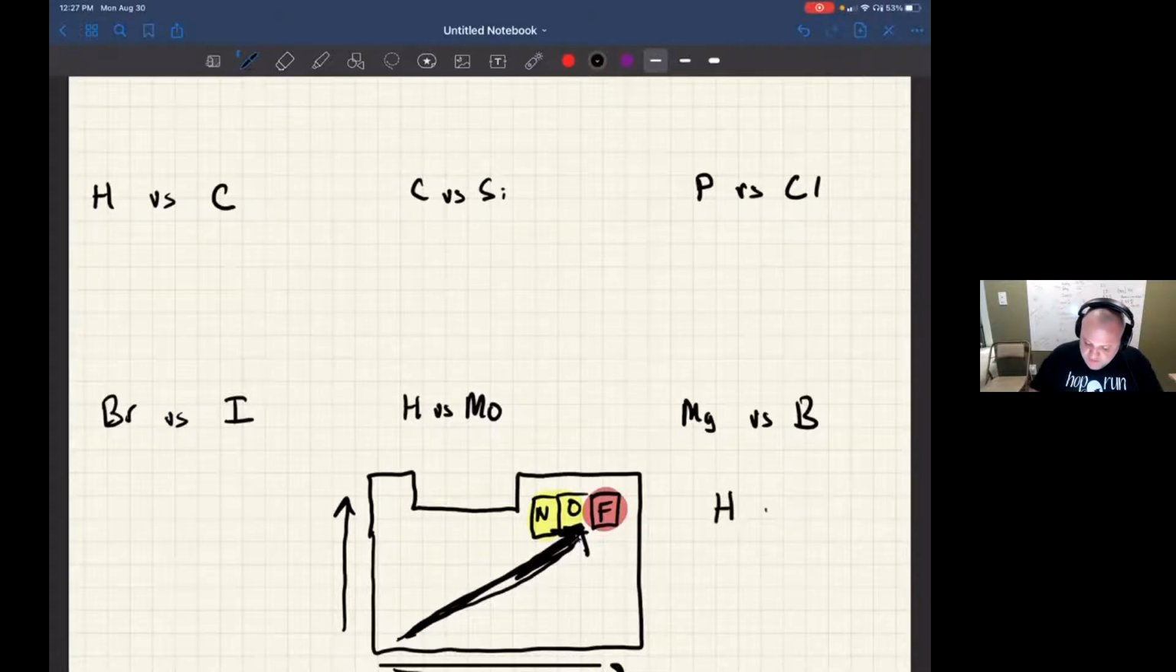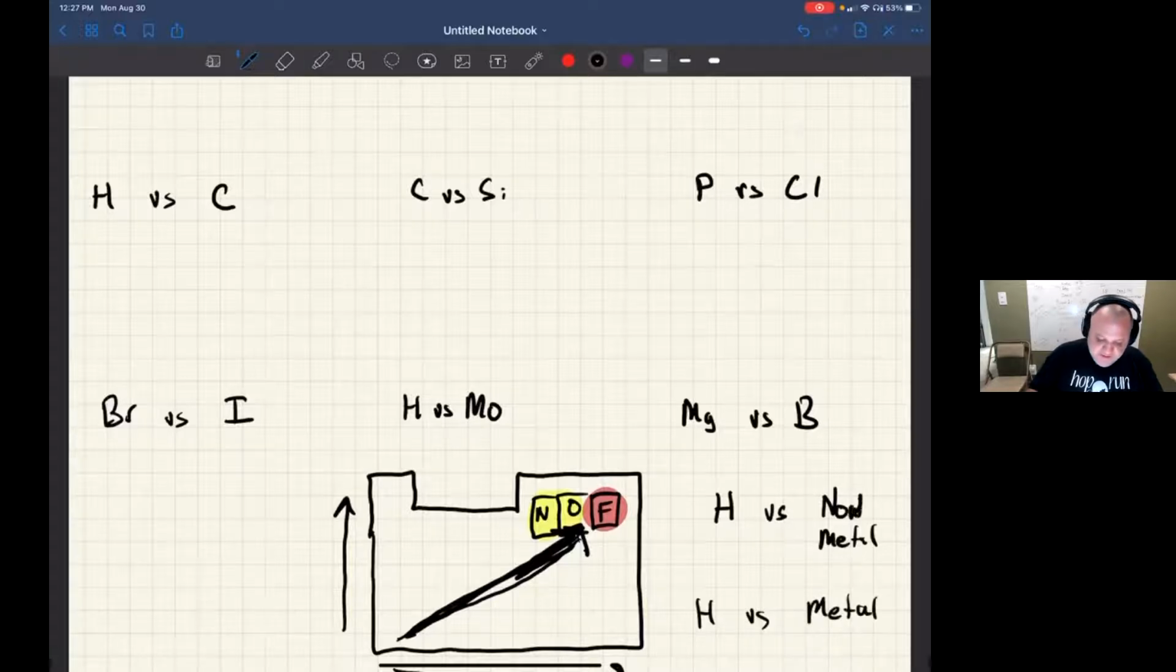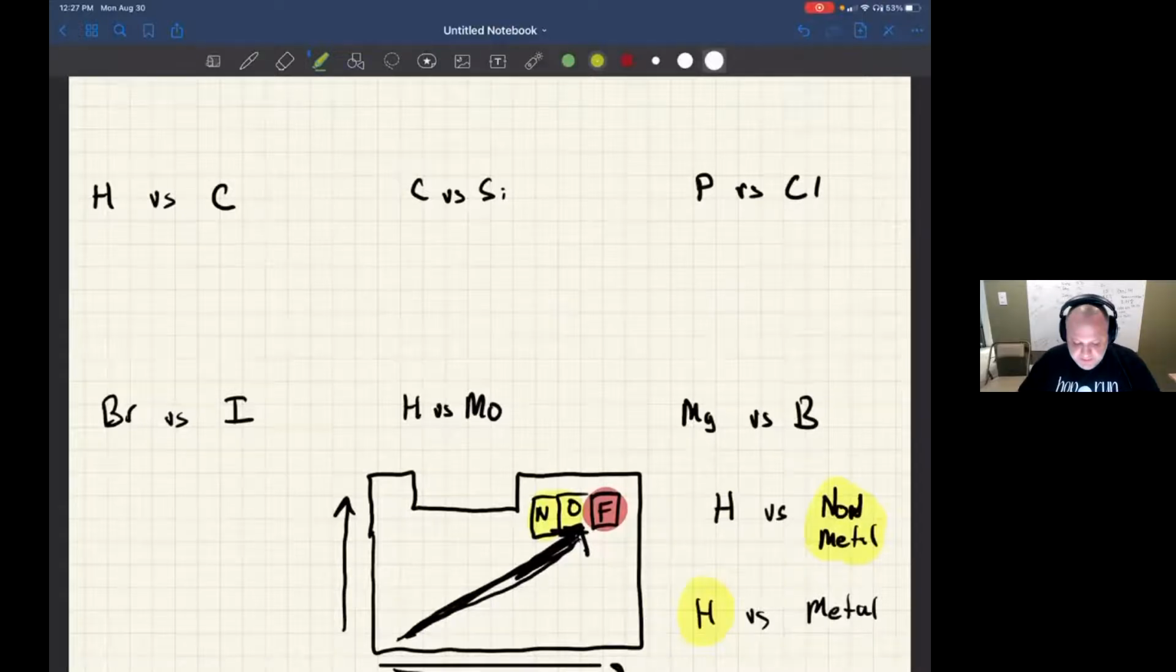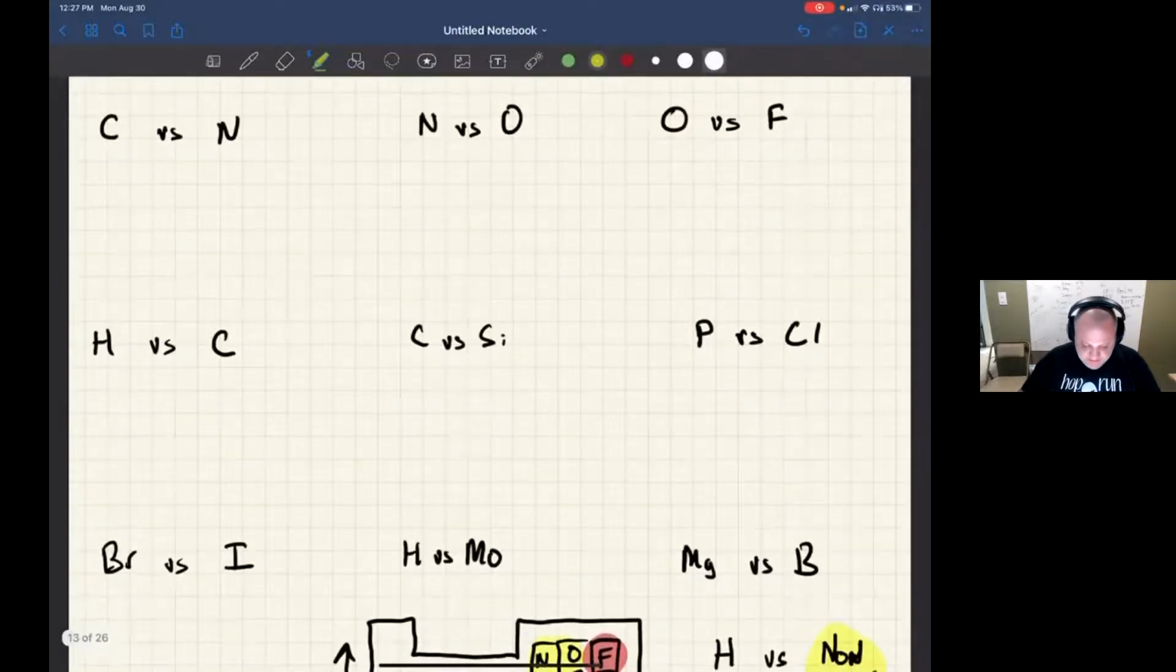So we have to think about hydrogen when it's versus a non-metal, and hydrogen when it's versus a metal. When hydrogen is versus a non-metal, the non-metal is more electronegative, but hydrogen is more electronegative than metals. And that's the only other thing you really need to think about. Okay, so then what does that mean?